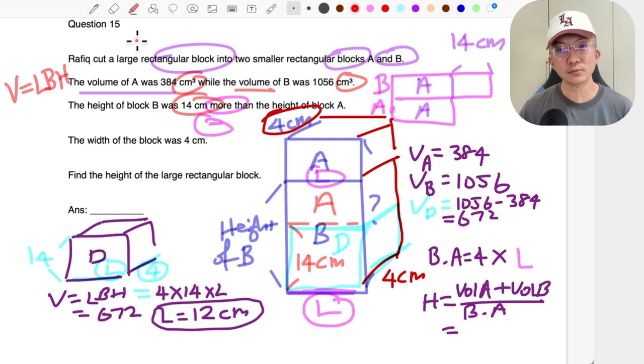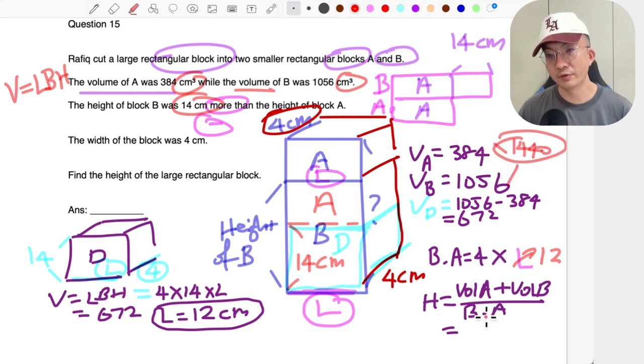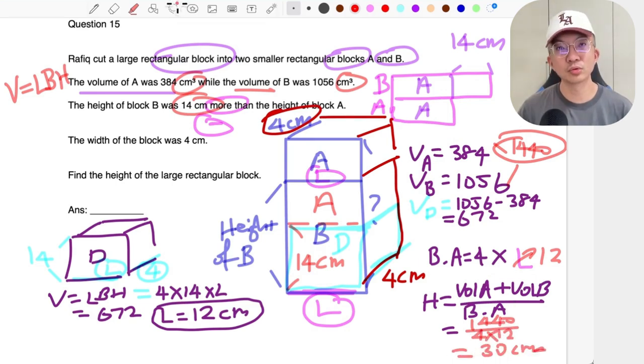So in short, okay, not in short. So we have 12. Let me get to the end first. So now we have 12. So the combined volume will be 1440. So we have 1440 divided by 4 times 12. And that is your answer already. So to bring you through the whole question, actually it's like that.